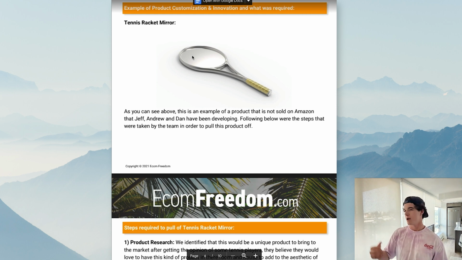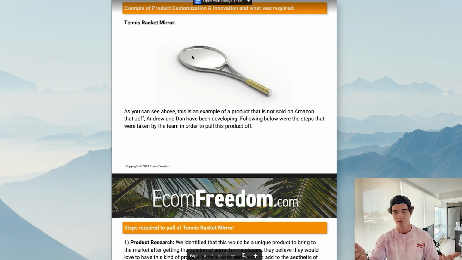So this was a great product concept. It hasn't hit the shelves yet, but as you can see here, what's our competitive advantage? It's a tennis racket with a mirror inside, right? There's no other tennis racket mirrors online. There's regular mirrors. What's our competitive advantage? It's in the shape of a tennis racket. Who's our target customer? Sports enthusiasts, people that want something kind of different in their households when it comes to mirrors and stuff like that.